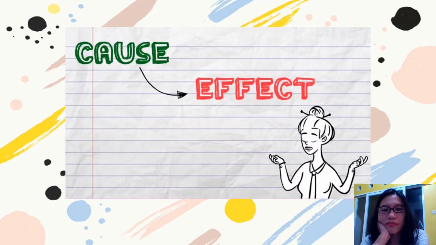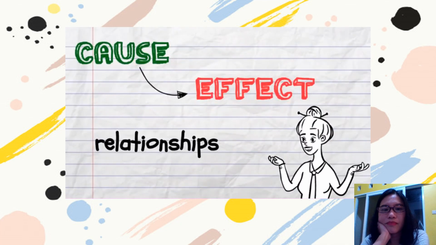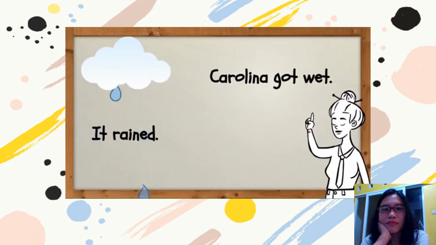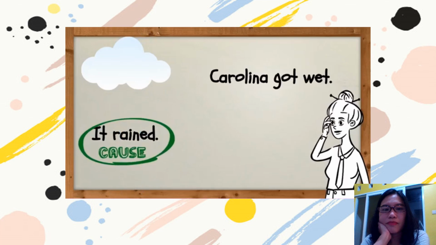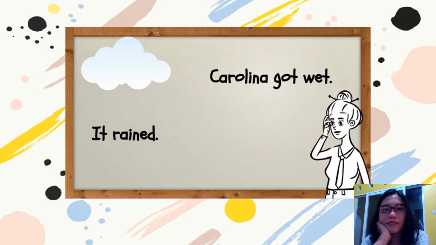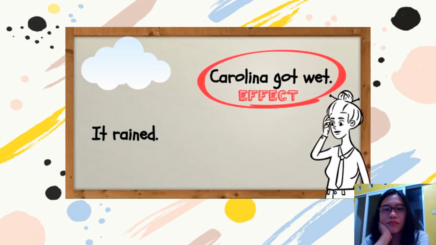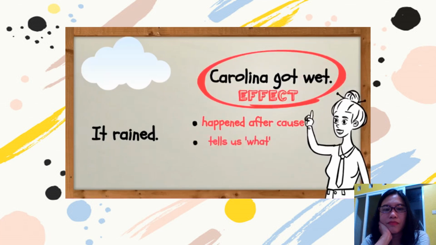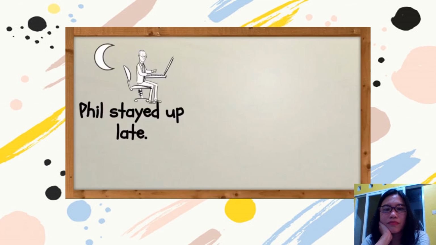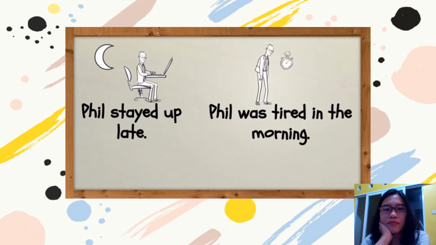Let's look at some cause and effect relationships. It rained. Carolina got wet. It raining is the cause because it must have occurred first, and because it tells us why Carolina got wet. Carolina getting wet is the effect because it had to have happened after the cause, and it tells us what happened. Here's another example. Phil stayed up late. Phil was tired in the morning.